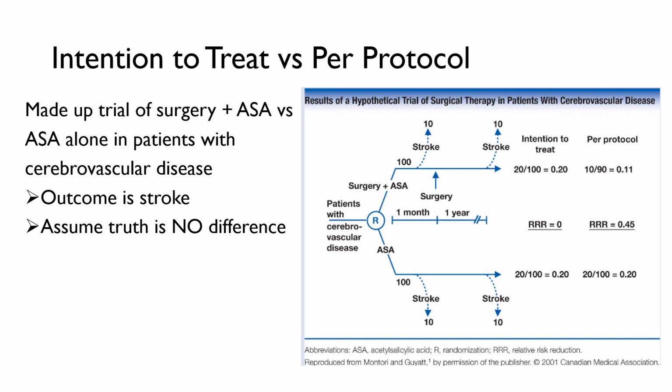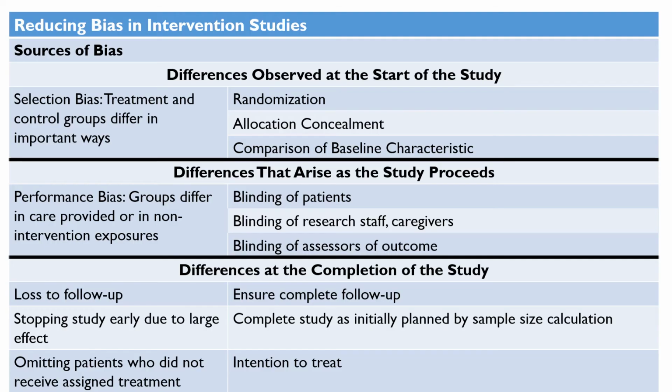And so when we look at the point estimate here, it's 0.11 for the per protocol, but 0.2 for the aspirin. And we look at the relative risk reduction, this minus this divided by this, it's 0.45, showing benefit for surgery. This is just to illustrate how per protocol tends to be the less conservative measure. It tends to bias results toward a positive finding or bigger effect sizes, whereas intention to treat tends to bias toward the null.